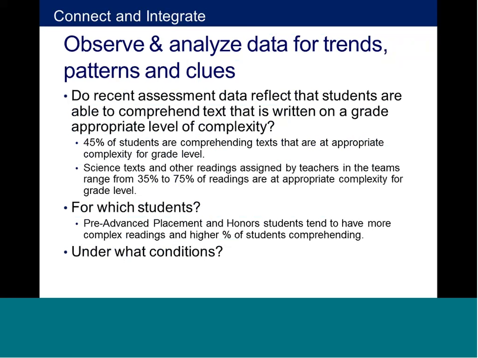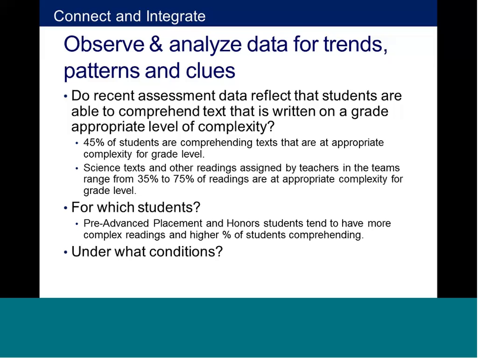And the first thing that they do is they observe and come up with some questions. Do the recent assessment data reflect that the students are able to comprehend text written at a grade-level appropriate complexity? So you start with looking at what data you already have and whether kids are comprehending when they're given a complexity level that's appropriate for their grade. And in this case, the team found out that 45% of their students were comprehending at that level.